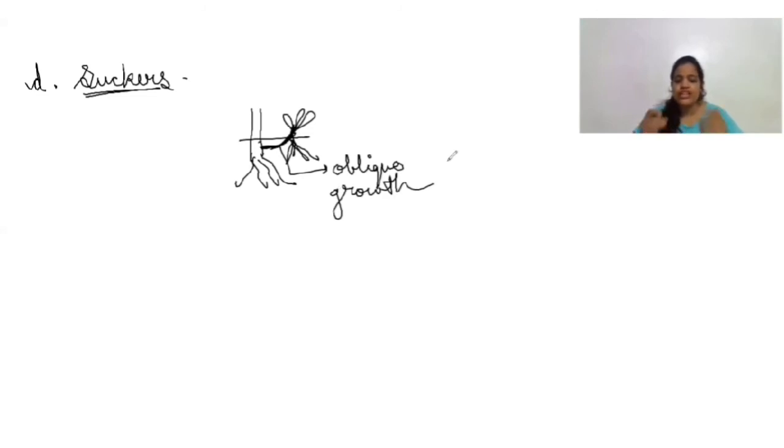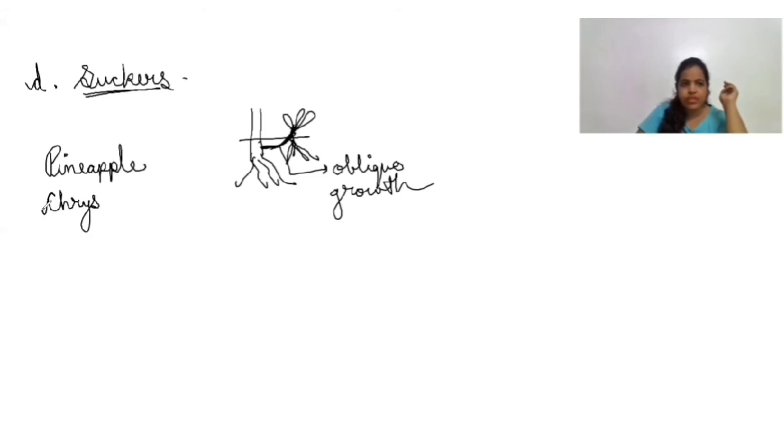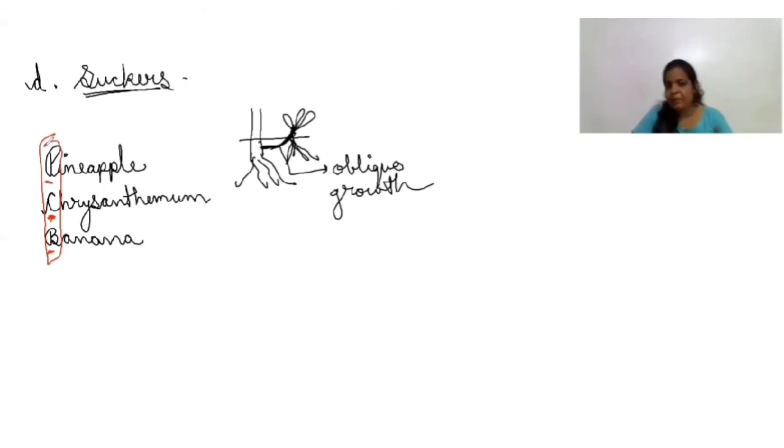Clear? Now coming to the examples, we have three examples. One is pineapple. Second is chrysanthemum. And the last one is banana. Now, how are you going to learn this? The easiest one, the one which has very good importance in your career, PCB. Physics, chemistry, bio: pineapple, chrysanthemum, banana.